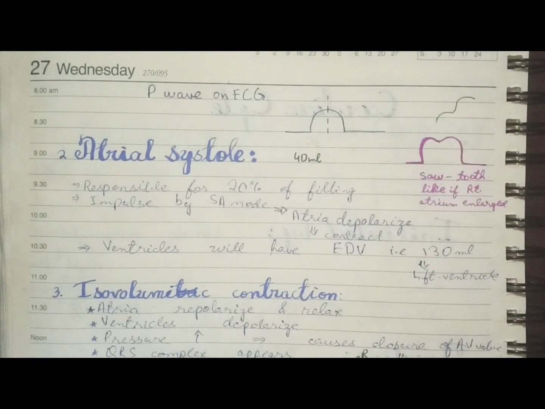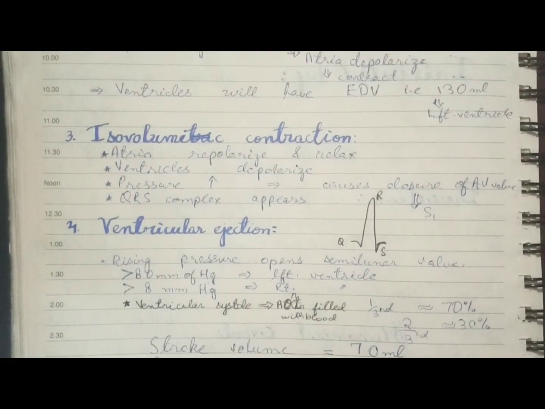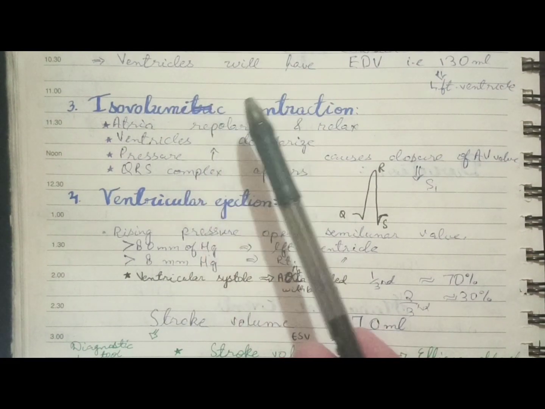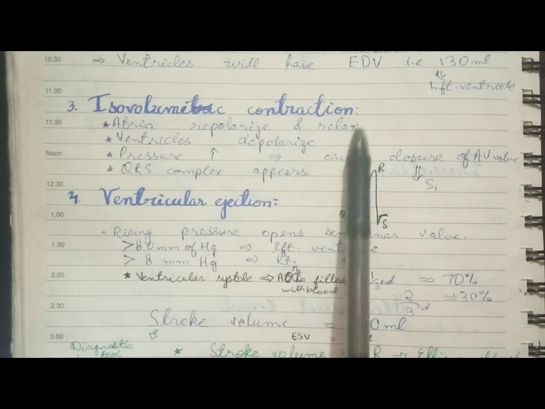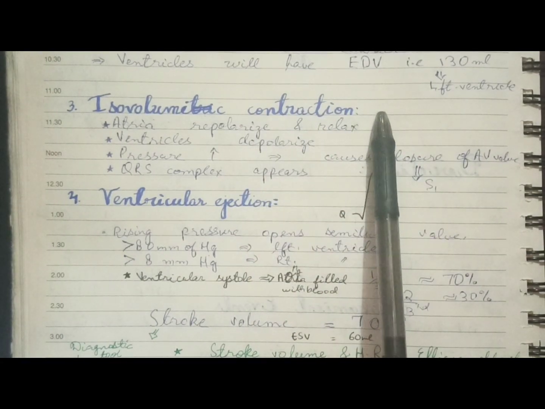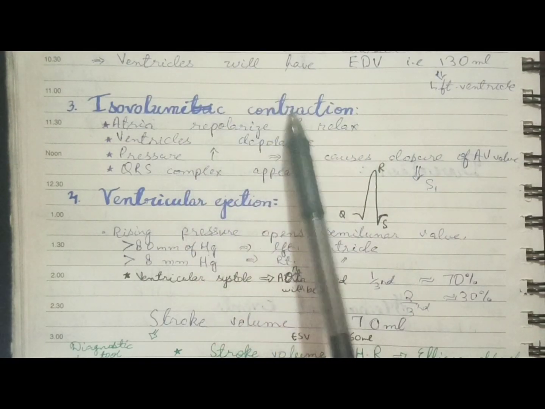Now coming towards the next phase, which is the isovolumic contraction of the ventricles. There will be no change in the volume. The word itself says that there will be no change in volume, but there will be contraction. With contraction, there will be an increase in pressure, due to which we say it's isovolumic contraction.